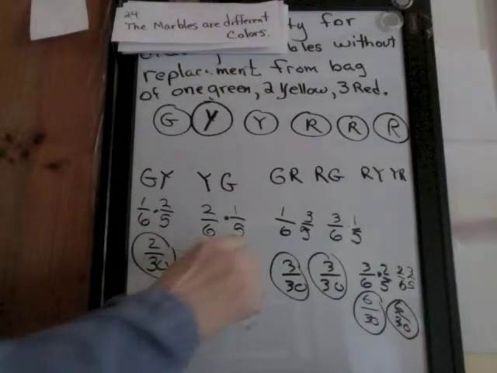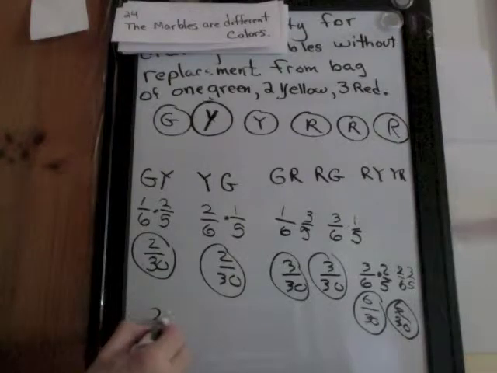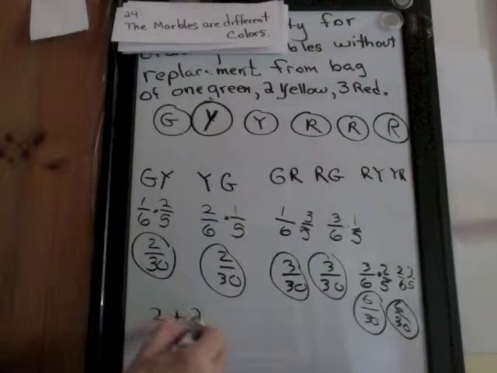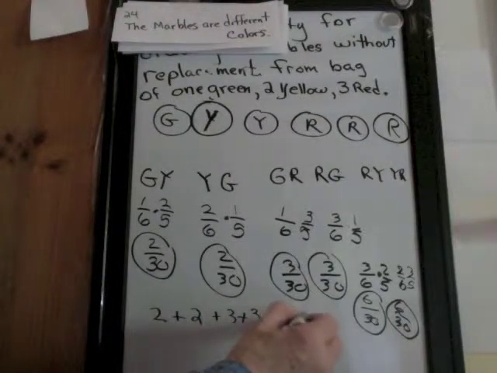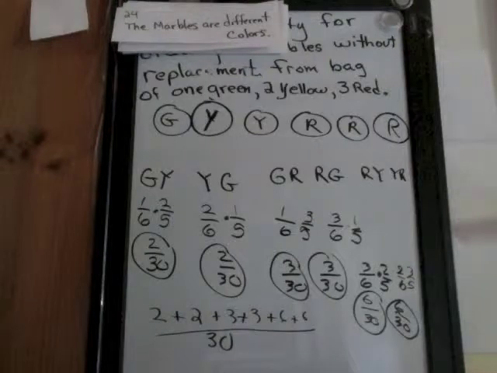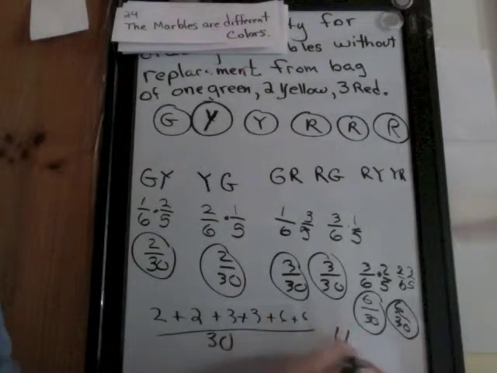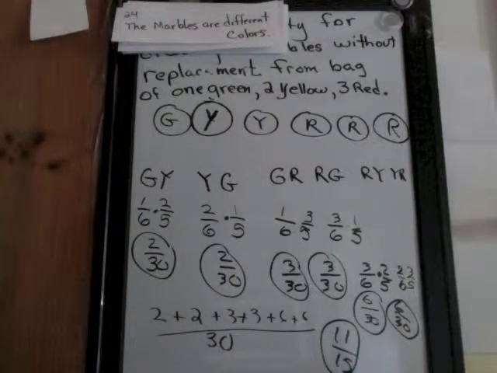What do you think I do with all of these numbers? Add them up, right? 2, bottom's 30, plus 2, plus 3, plus 3, plus 6, plus 6, all over 30, okay? And hopefully that reduces to 11 out of 15, and I'll have you trust me on that. You can use your calculator.